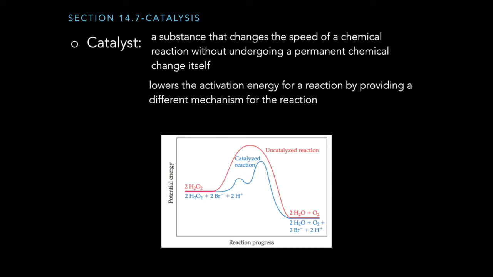By lowering the activation energy, which is ultimately what dictates the speed of a reaction, it actually speeds up a reaction. And so in order to identify a catalyst, you simply have to keep in mind that it's going to exist as a reactant, and it's going to exist as a product as well.